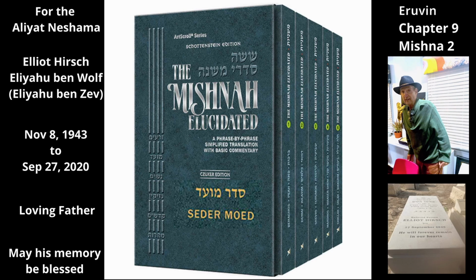Moreover, even if two permitted areas are open to each other, but it is forbidden to carry from one to the other, carrying becomes forbidden within these areas as well, unless there is a valid partition separating them. See the Mishnah in Chapter 7, Mishnah number 2.